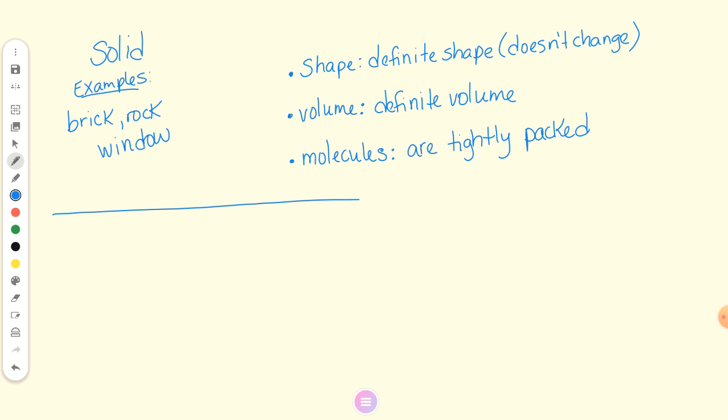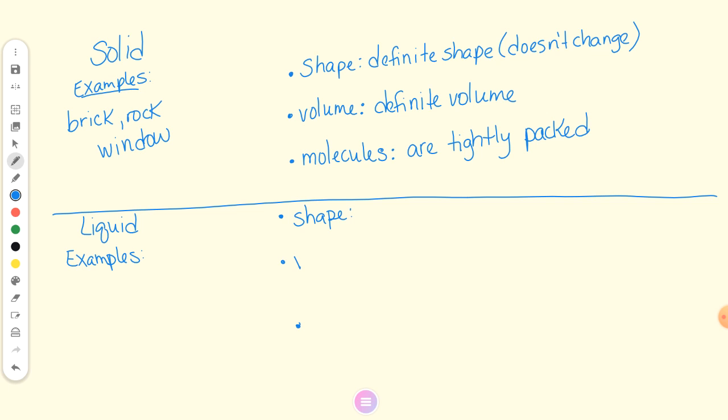Let's move on to liquid. So close that flap, open the next flap. Open your liquid flap. We're going to do it the same. We're going to do 3 bullet points on the notebook paper, and then we'll write some examples over on the flap, on the back side of our flap. We're going to hit the same thing, 3 things. So shape, volume, and molecules. I'm going to write those in. Shape, volume, molecules, and I'll slow down, let you catch up.